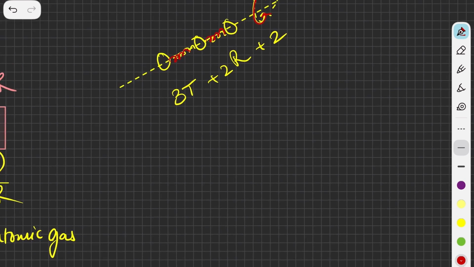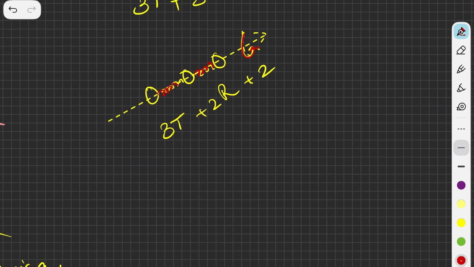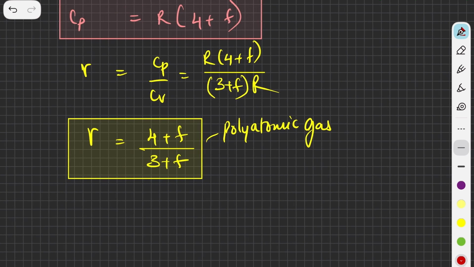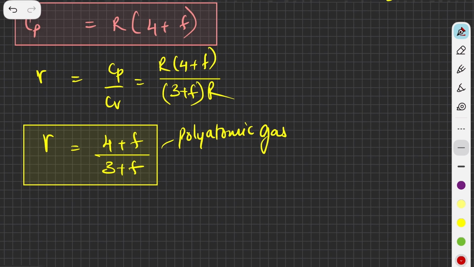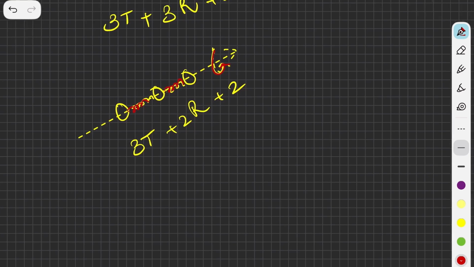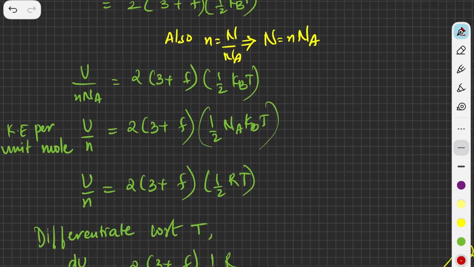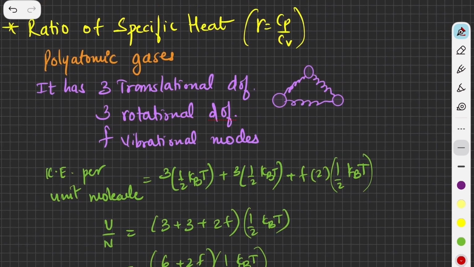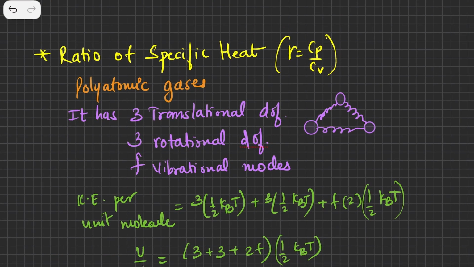So you can just imagine molecules of lots of different shapes, and you just keep on applying the same concept, and you can keep on finding out the gamma, that is the ratio of specific heats. So you can find out specific heats for a particular kind of gas as well. So that's all for today. I hope you have followed this video and the entire article for the ratio of specific heats.